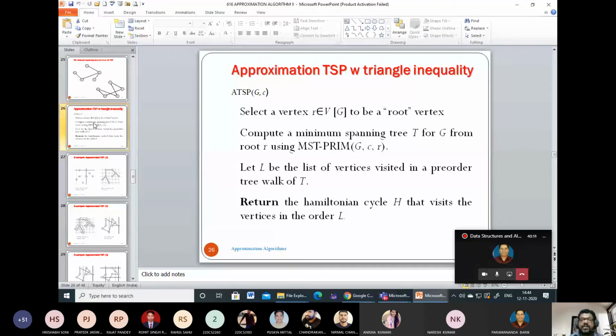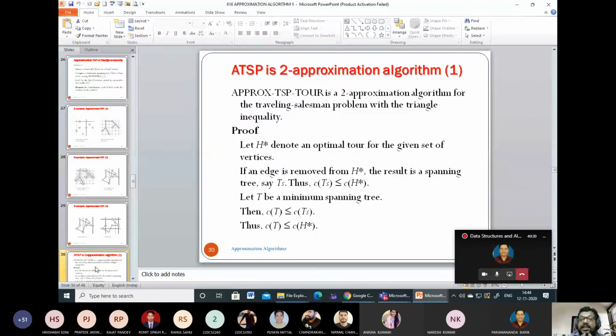Next you may ask whether it is a 2 approximation, 1 approximation or 3 approximation. This can be proved with theorem proving, which we are not going to discuss. But for the algorithm which we have discussed, this is the proof: the approximate TSP tour is a 2 approximation algorithm.